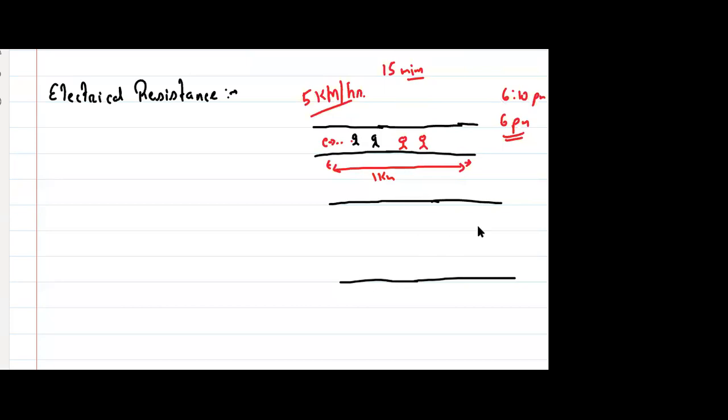So if I ask you why you are late, what would you say? You would say, sir, I faced resistance by the people who are walking on the road. That's why my speed was reduced to 3 km/h. Yes or no? Think about it, a very normal example from our daily life.